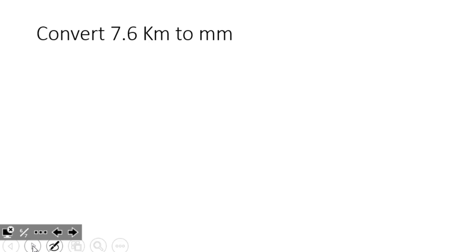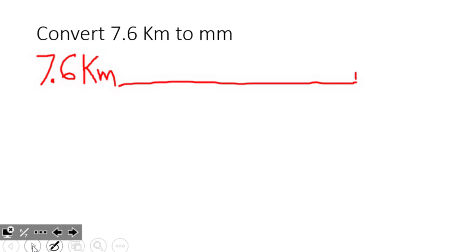All right, now this is the big one. There are 2 ways to do this. I'm gonna show you the way I really believe it should be done, but I'll show you the way it can be done as well. So here we got 7.6 kilometers, and we're making a big jump to millimeters.